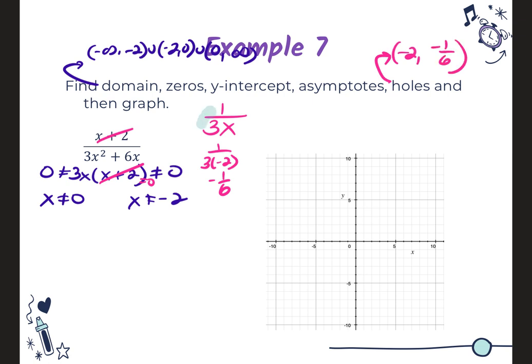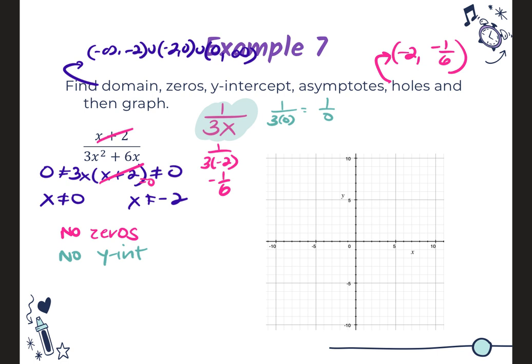Now using my updated function, I find the rest of the stuff. There's no zeros because 1 could never be 0. So there's no zeros, okay? If I do my y-intercept, I get 1 over 3 times 0, which is 1 over 0, undefined, which means there's no y-intercept.